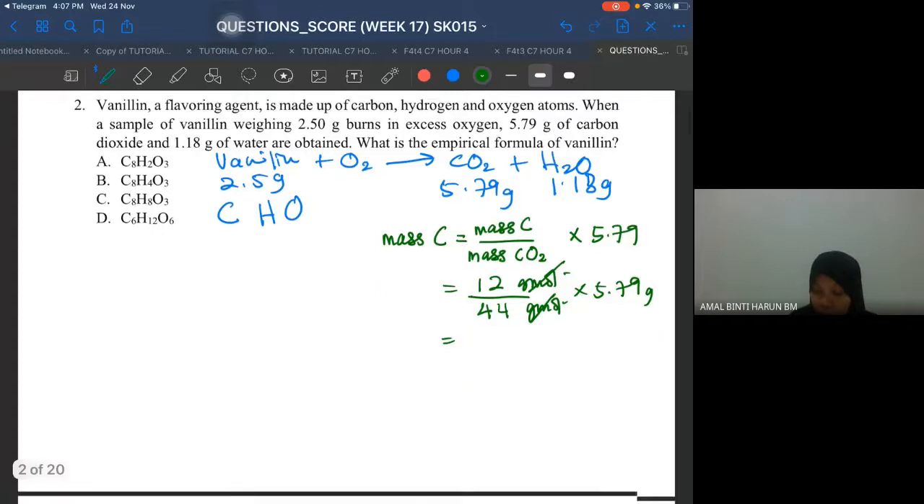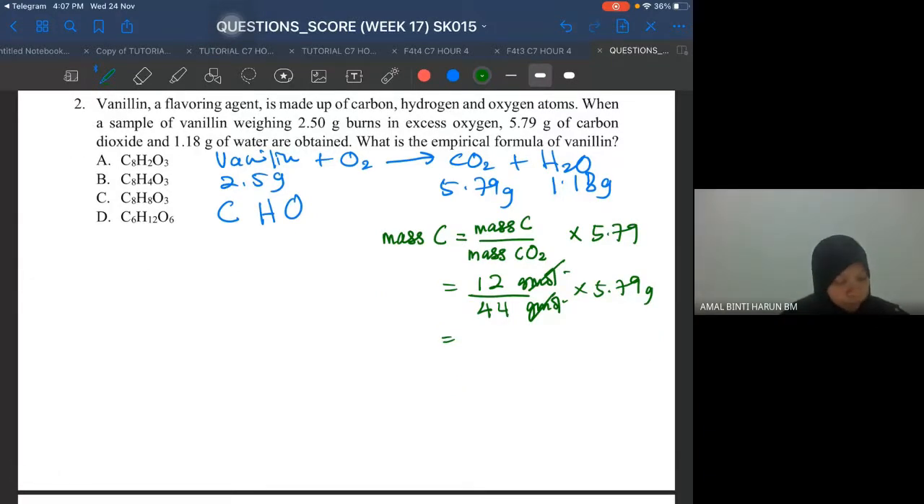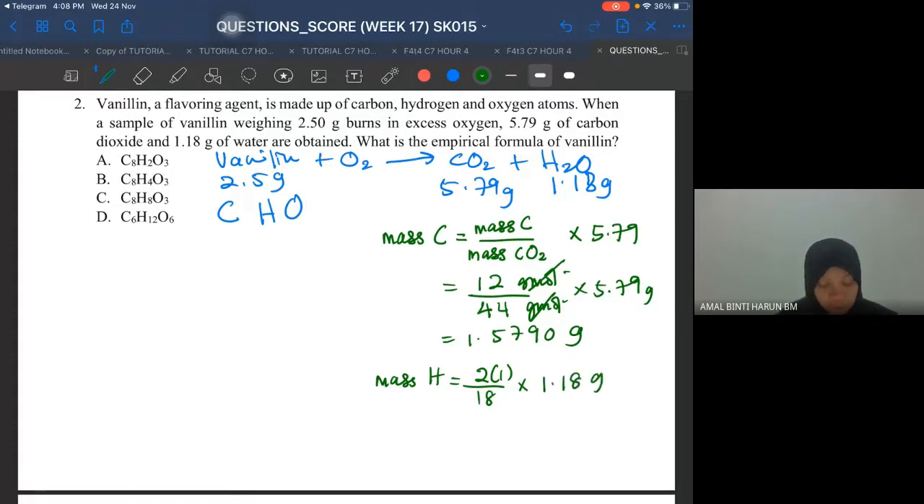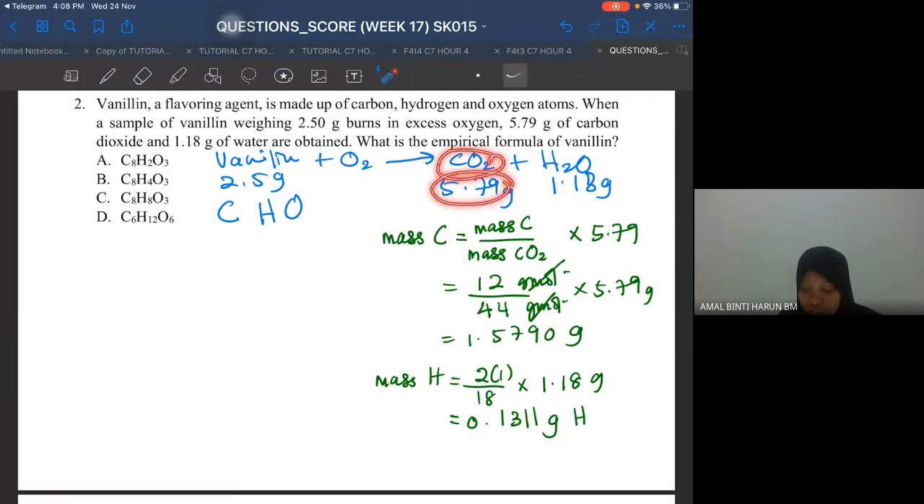So berat karbon adalah berapa berat karbon ni? 1.5790 gram. Okay, kita repeat. Benda yang sama, berat hidrogen is 2 hydrogen, 2 times 1 plus the whole mass of water times 1.18 gram. Therefore, berat hidrogen dalam water yang 1.18 gram ni adalah 0.1311 gram hidrogen. So bermaksud dalam CO2 ni 5.79 ada berat karbon sebanyak 1.579 gram karbon dan 0.1311 gram hidrogen.